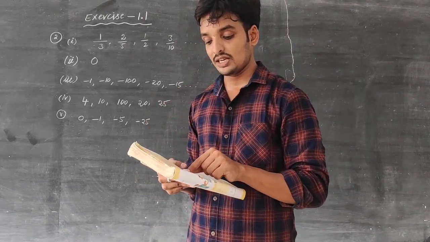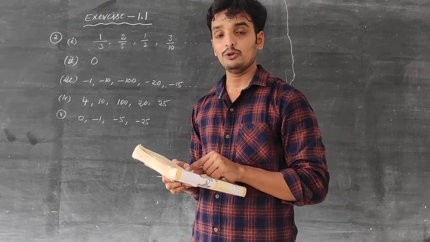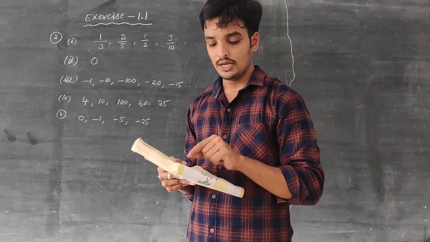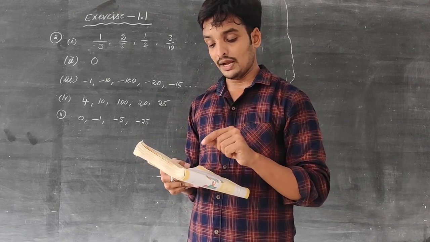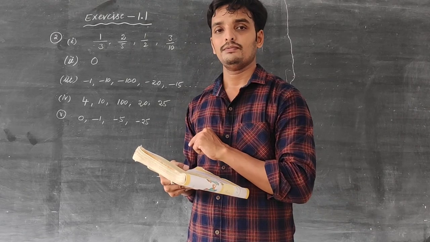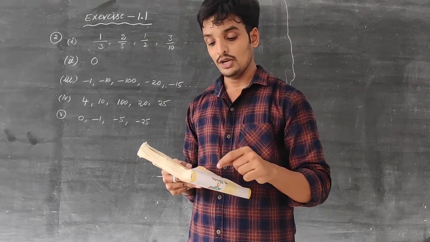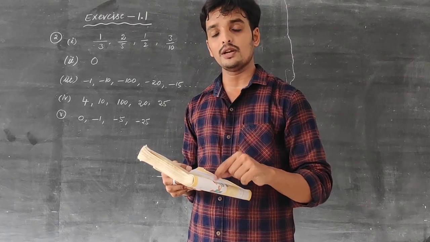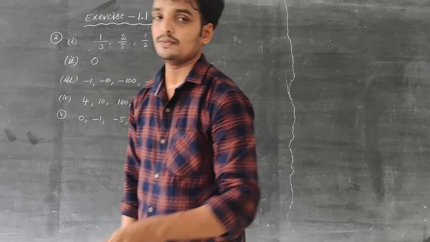Insert 3 rational numbers between 3 by 5 and 2 by 3. You have to solve this question also. And the fifth question, represent 8 by 5 and minus 8 by 5 on the number line. This is also for homework. So 3, 4, 5 sums are homework. So you have to solve these sums.